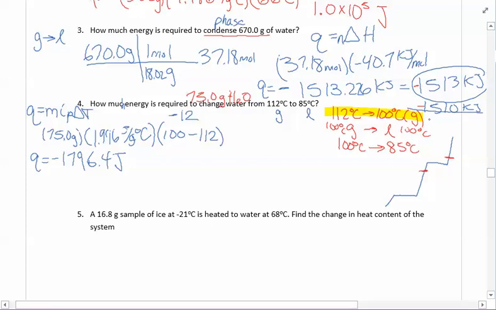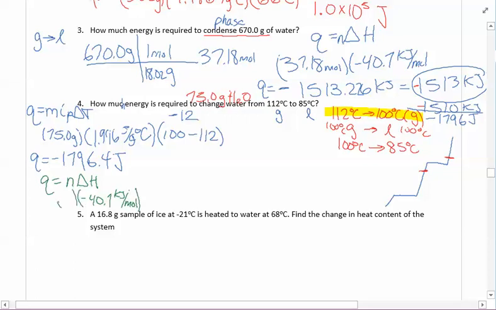So for this right here, I'm going to just write the amount, because that's going to be our last step to add them all together. So right now we have 1,796 joules. So then we can do the next step. For the next step, we have a phase change, which we use Q is equal to n delta H. So we're going to be using the same delta H as the last problem, because we're condensing water. So our delta H is negative 40.7 kilojoules per mole.